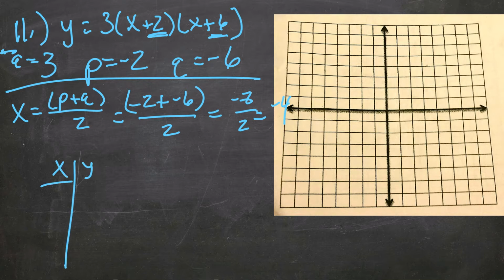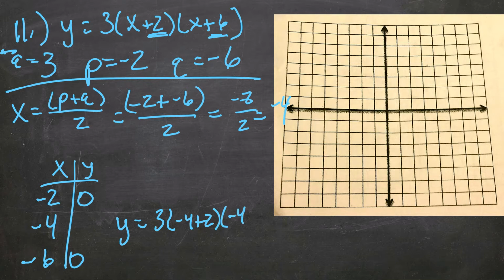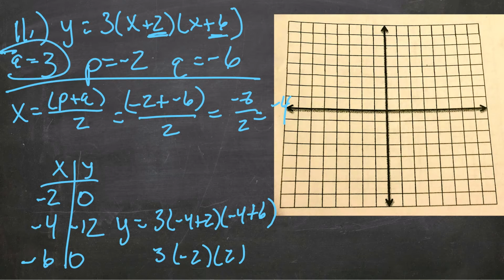Make my XY chart. I start with -2, 0. I end with -6, 0, because those are P and Q. I have -4, the only one I got to plug in. So I say y equals 3 times -4 plus 2, -4 plus 6. I end up with 3 times -2 times +2. 3 times -2 is -6 times 2 is -12. Now remember, this tells me it should be a U, and what you're going to see, it does turn into a U and not an upside down U. So I go left 4, and I'm going to change my scale.